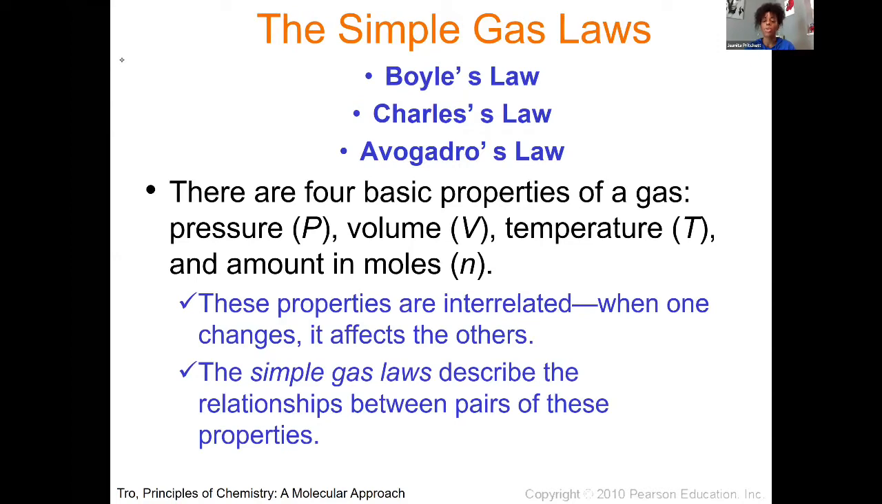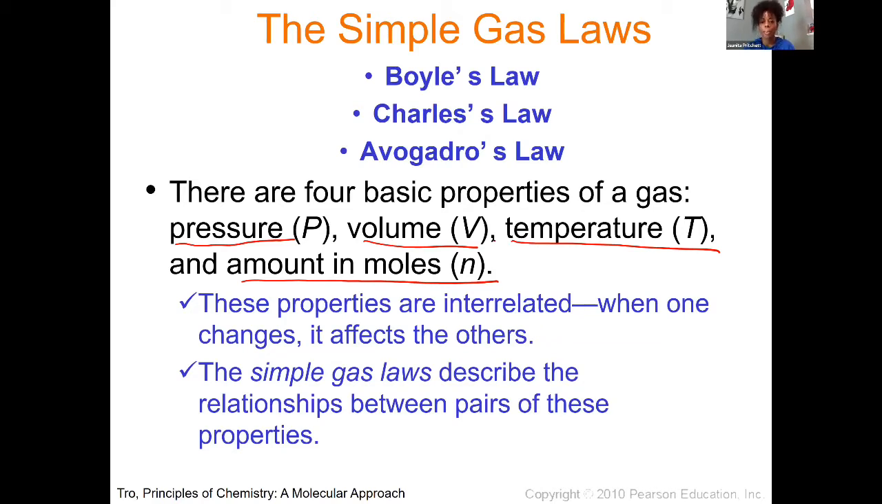Now, there are four basic variables or properties that we're going to associate with gases, and you'll want to be able to identify the units as you're looking at the problems. The units that we're going to be looking for are pressure units, volume, temperature, and the amount of substance that's present, or the moles. Notice that the variable we use for moles is actually n, because we're looking for a number of moles that are present.